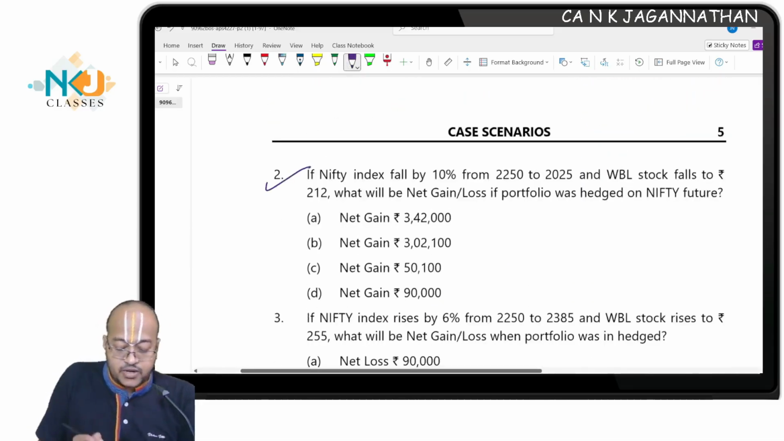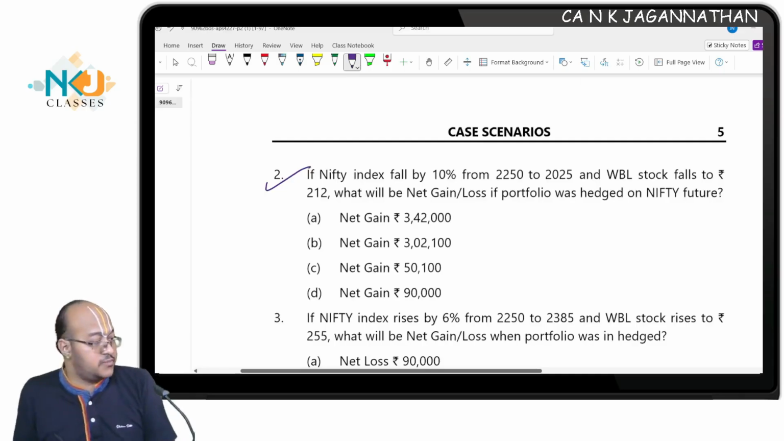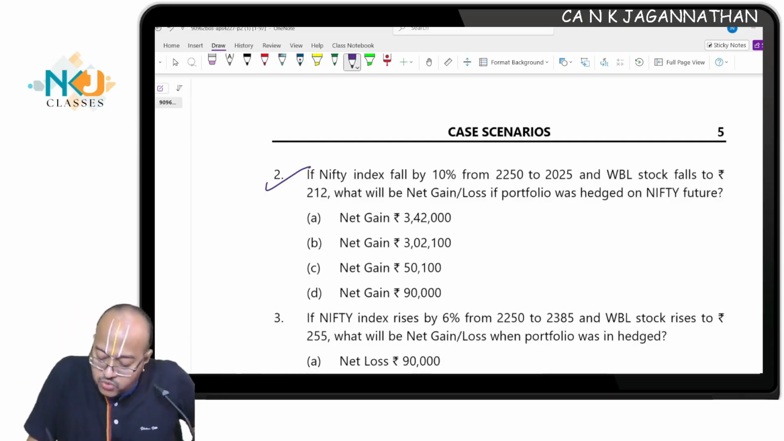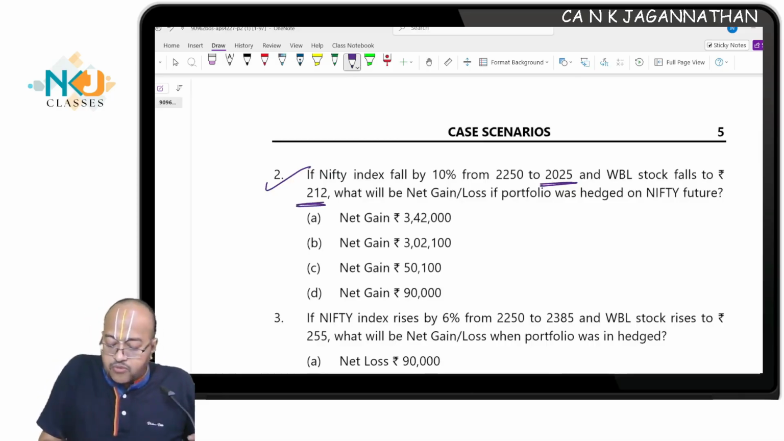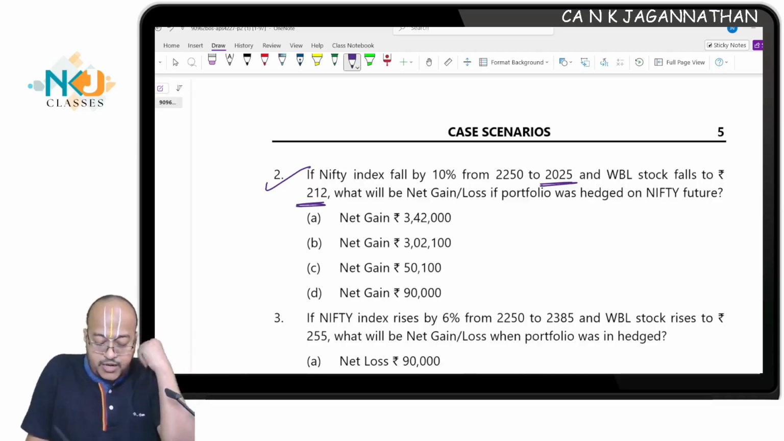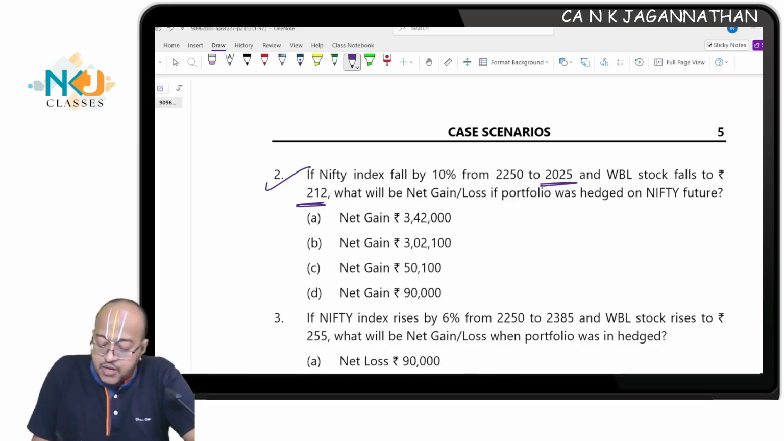Next, if the Nifty index falls by 10% from 2250 to 2025 and the WBL stock falls to 212, what will be my net gain or loss if the portfolio was hedged on Nifty futures? These are all the options given. Very simple what they say. This is my cash market position, and this is my futures market position.